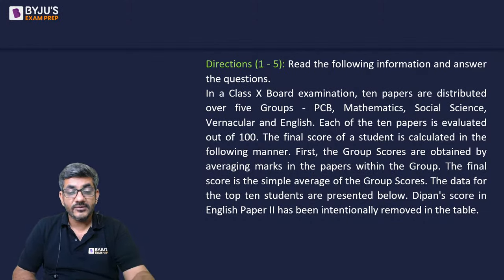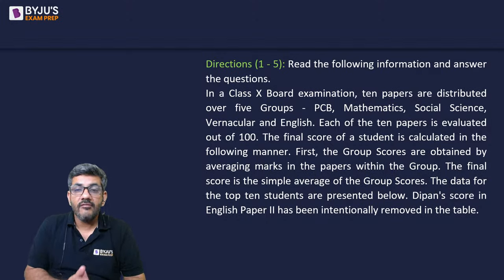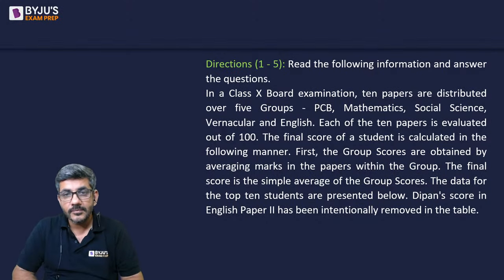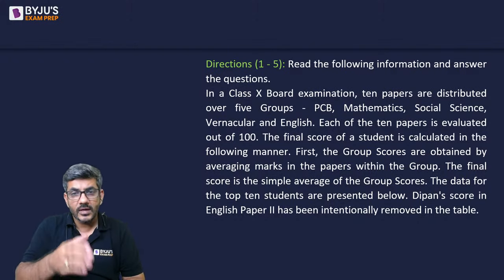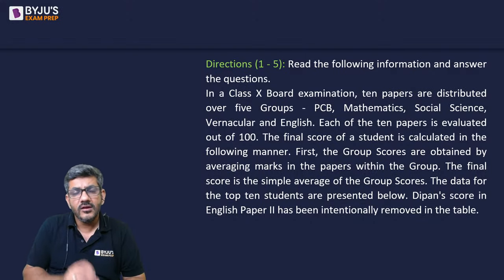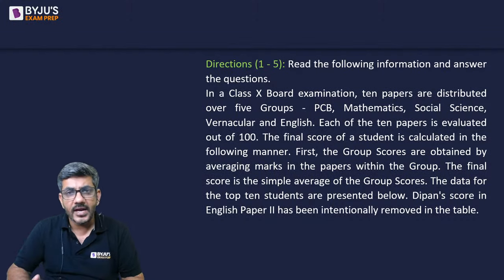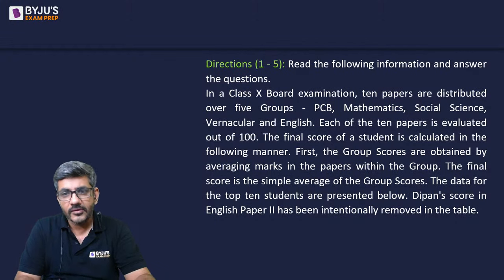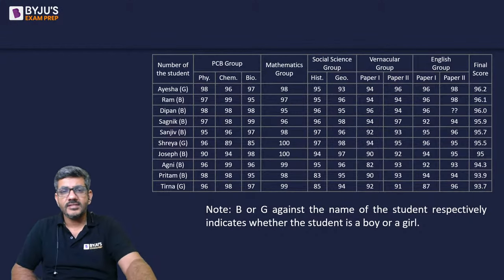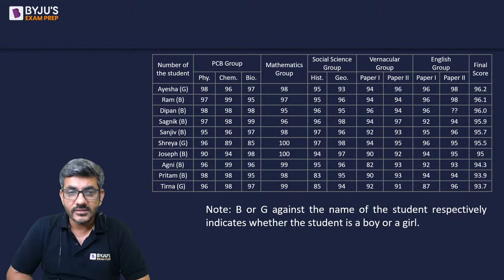So, what is he trying to say? He's saying that first of all, you have to take the average of the scores in a particular group. This will give you the group score. And then you have to take the simple average of group scores. As he says, 5 groups are there. For all 5 groups, whatever group scores are there, just add them and divide by 5. That's what we call a simple average. Add the numbers, divide by 5. Okay. So here is the data that is given to us. Please have a look at this as well. Then we shall move on to the questions.